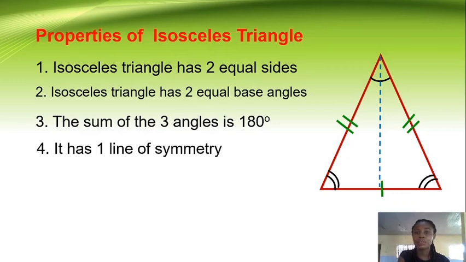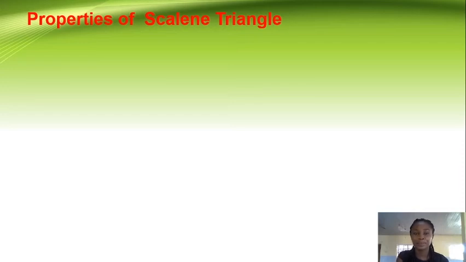Those are the properties of isosceles triangle. Isosceles triangle has 2 equal sides. It has 2 equal base angles. The sum of the 3 angles is 180 degrees. It has one line of symmetry. Moving ahead to properties of scalene triangle.